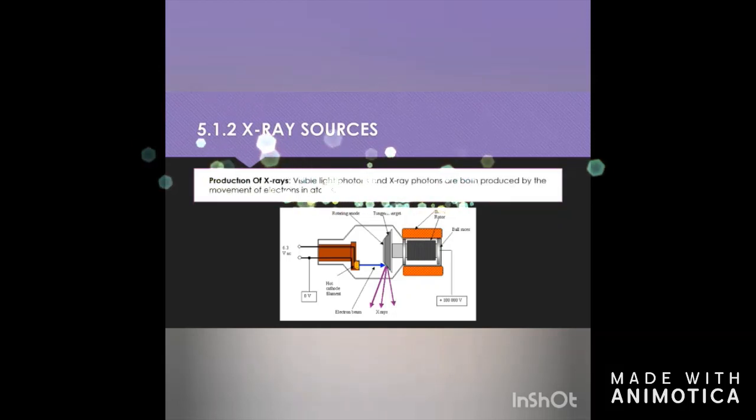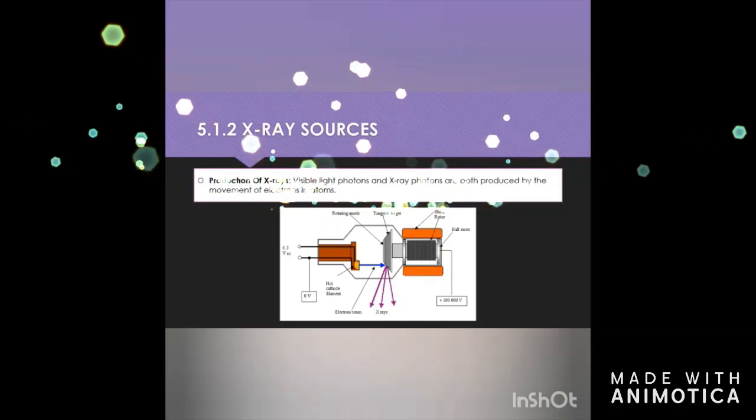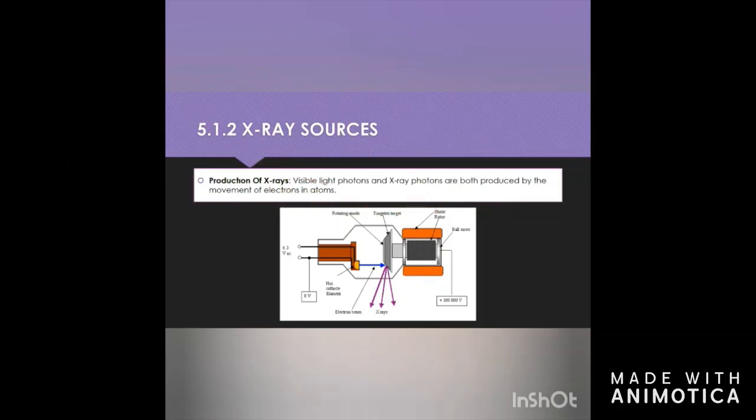X-ray production. Visible light photons and X-ray photons are both produced by the movement of electrons in atoms. Electrons in atoms occupy different energy levels, or orbitals, around an atom's nucleus.